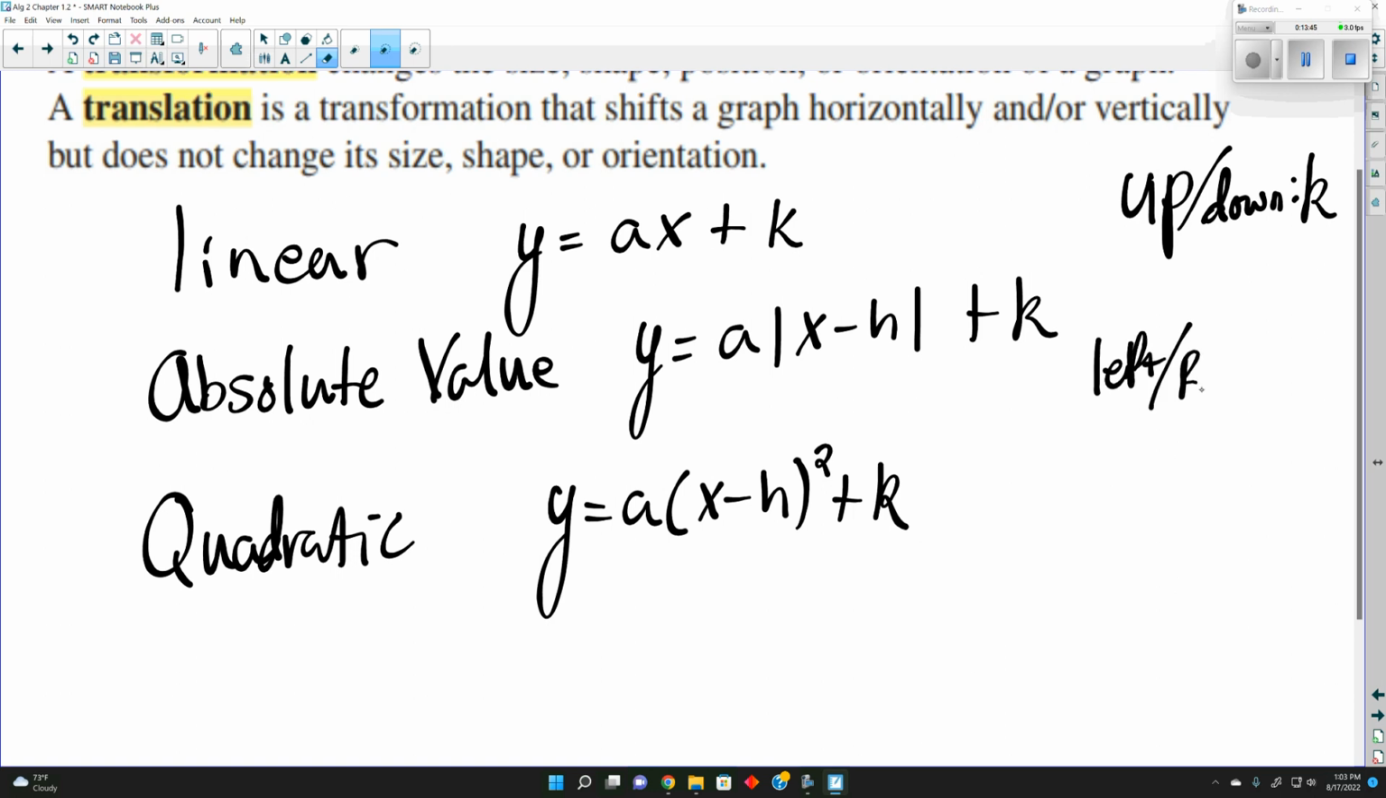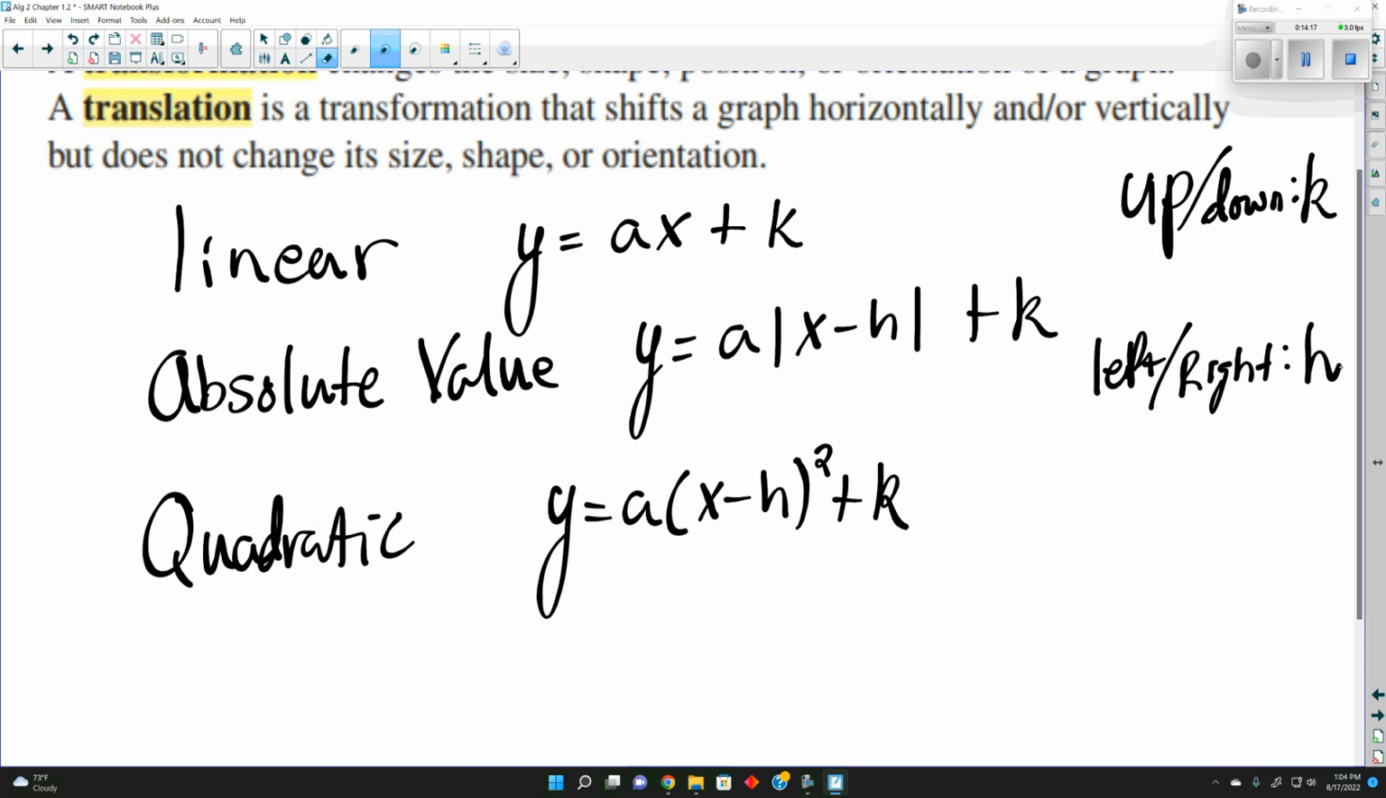Left slash right is going to be with h. Now we can technically have a left-right movement with a linear function, but a lot of it is if we multiply through with the stretch and apply it, we'll end up getting the same place. So really, h is inside parentheses or absolute values. And it's always the opposite of what we think.